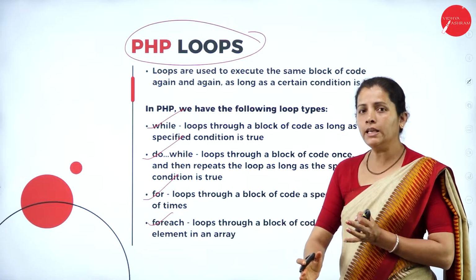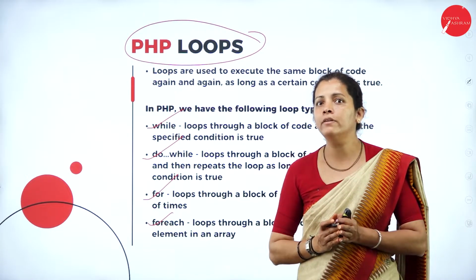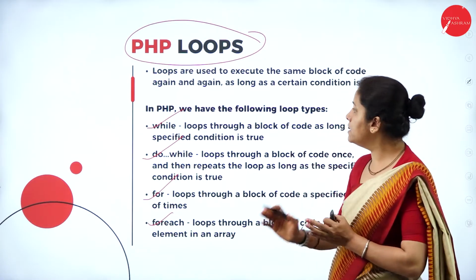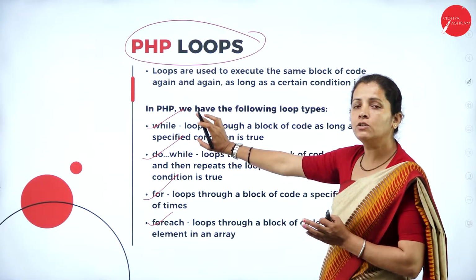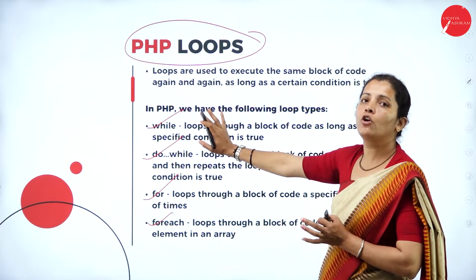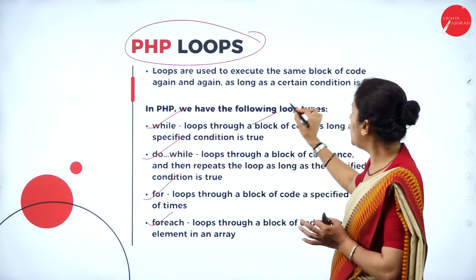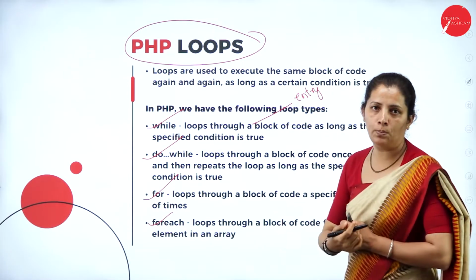Okay, fine. Think that you're going to attend some party. And if you don't have a pass, is it possible to enter? No. That is similar to your while. If the condition is not true, then you're not able to execute. So it is called entry point or entry control loop.